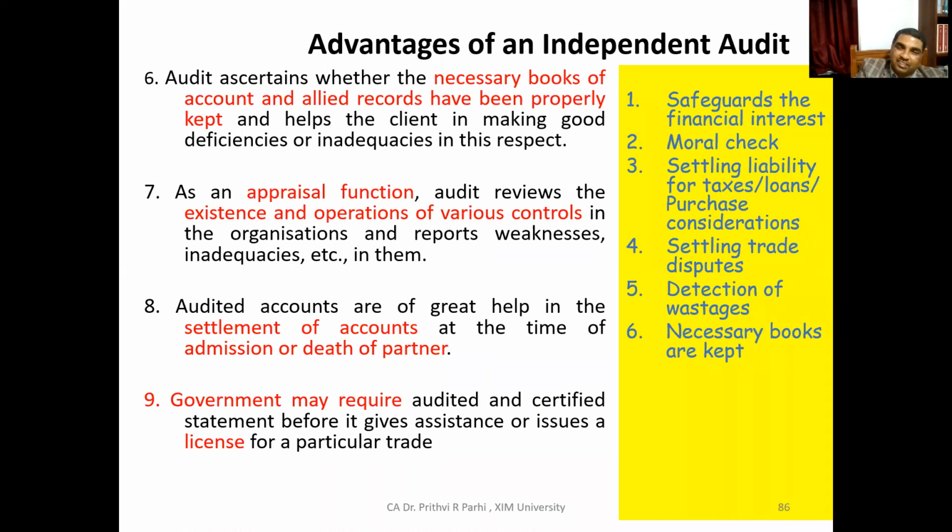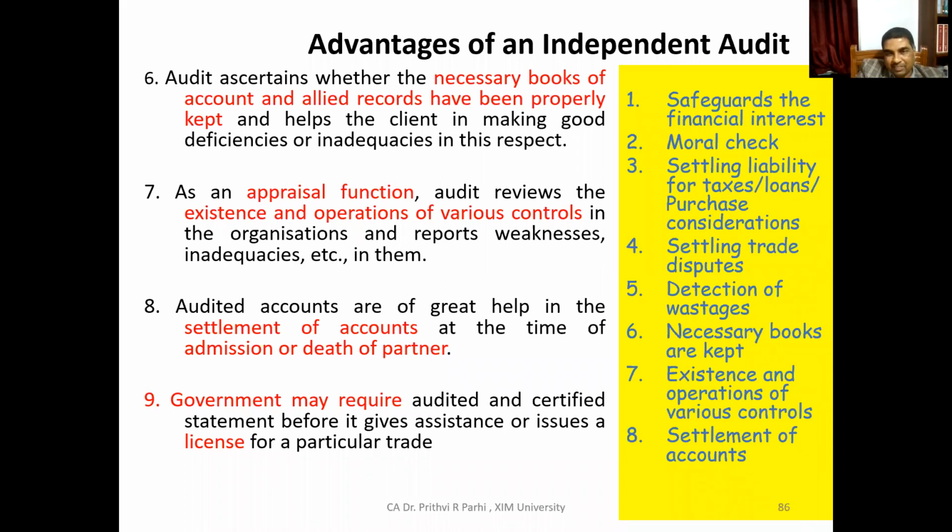Another advantage is that whether necessary books of accounts are kept or not can be appraised through the auditing function. Whether there is proper internal control, the existence and operation of internal controls can be tested through the auditing process. Accounts of partners can be settled, and the government may also require accounts to be audited, so requirements of the government can also be met through the auditing process. So these are the advantages of an independent audit.